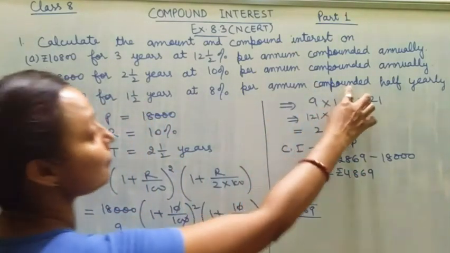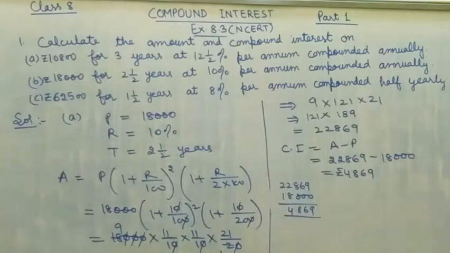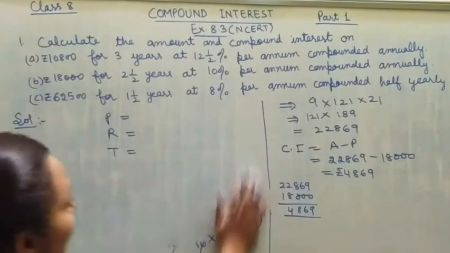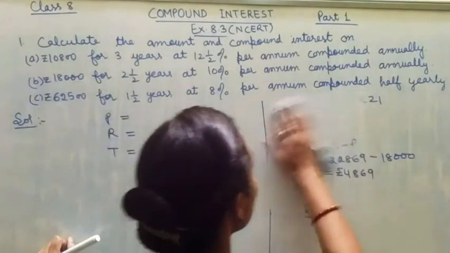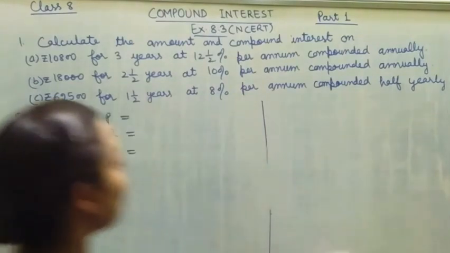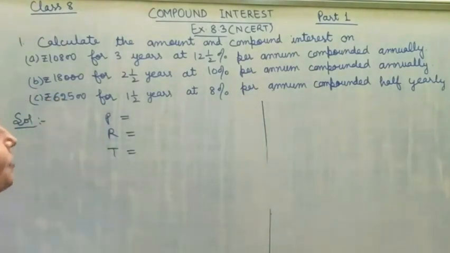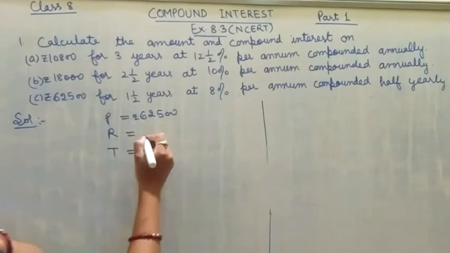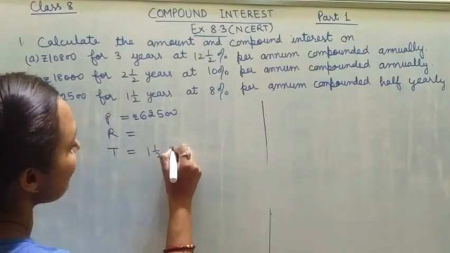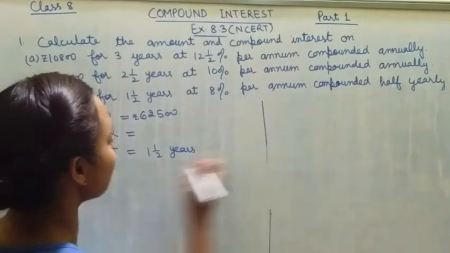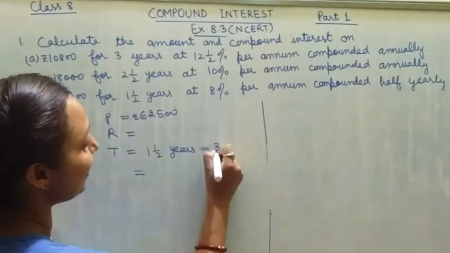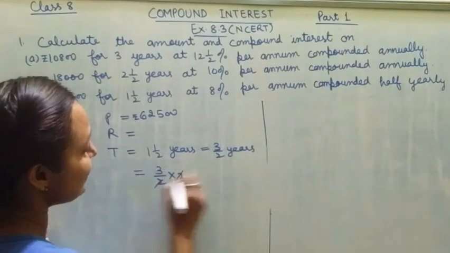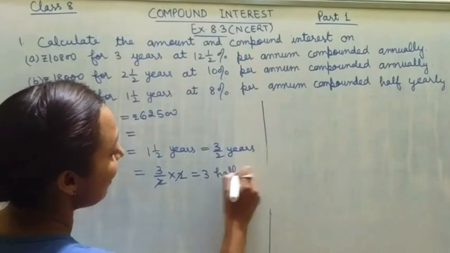Now come to the third one, that is half yearly. How can we solve the question for half yearly? I will do the question using the same formula, but there is a little change in the time as well as the rate of interest. This amount is 62,500. Here the time is 1 and a half years. For compounded half yearly, this is 3 by 2 years, so 3 by 2 into 2 is 3 half-years.